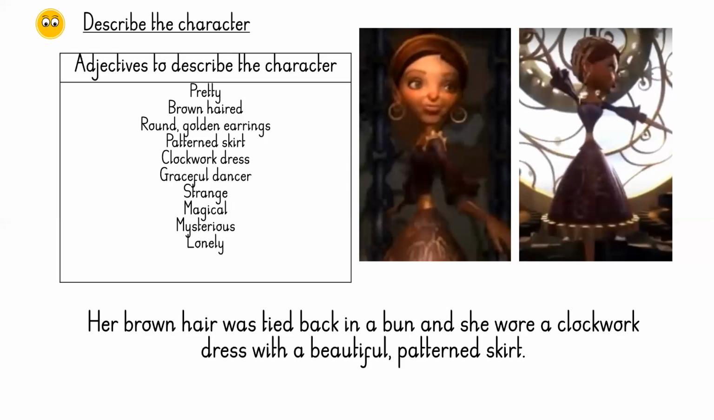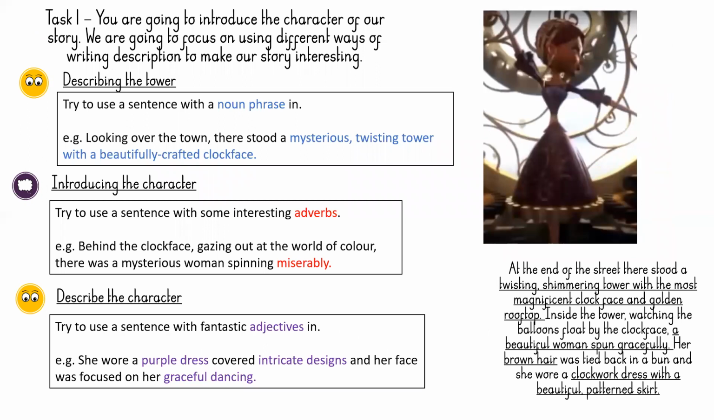Right, my example sentence. Her brown hair was tied back in a bun and she wore a clockwork dress with a beautiful patterned skirt. So just a very simple description, but I've told you quite a lot. I've told you how her hair looks and I've told you what she's wearing, and I've given you that information in a nice simple sentence. So have a go, see what you can do with that. And what you should do at the end is end up with a nice paragraph of description introducing our character.